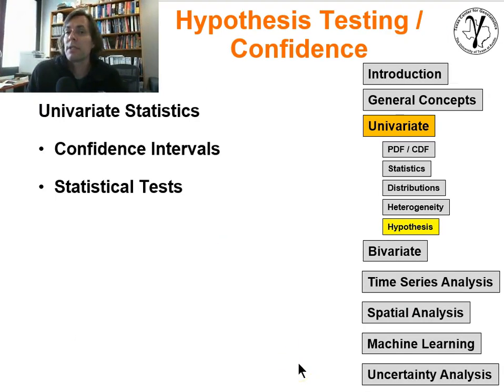With that, we come to the conclusion of our discussion about hypothesis testing. That also finishes up all of the discussions around univariate statistics, and it prepares us to get into discussions around bivariate statistics, which are next. We'll get into more spatial analysis, machine learning, uncertainty analysis, and so forth as we go along.